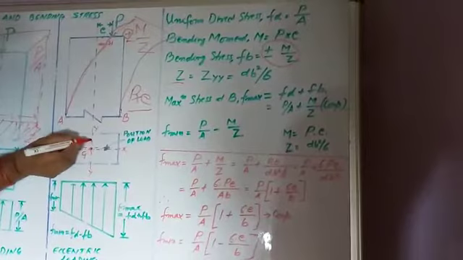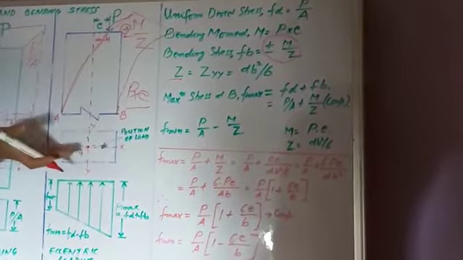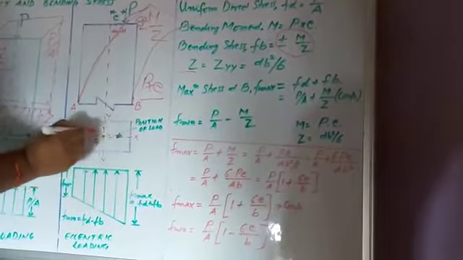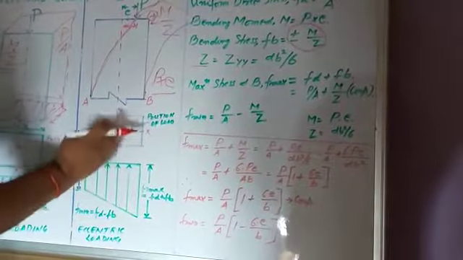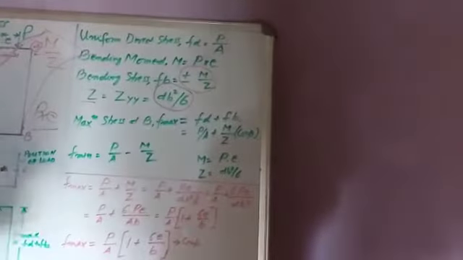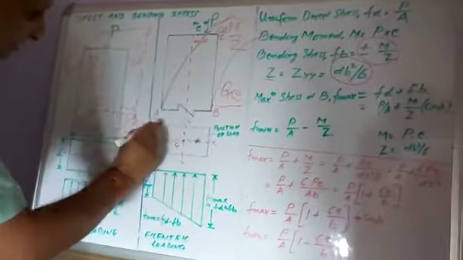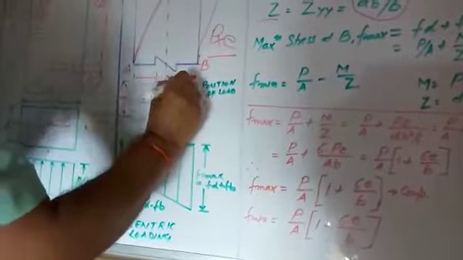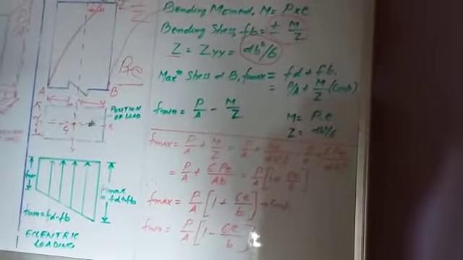If the load is somewhere along the Y axis, then we have to find the section modulus about the XX axis. So in this case, since the load line is along the XX axis, the section modulus will be about this Y axis, which will be equal to dB square by 6. This is D, and this is B. So dB square by 6 is the section modulus.